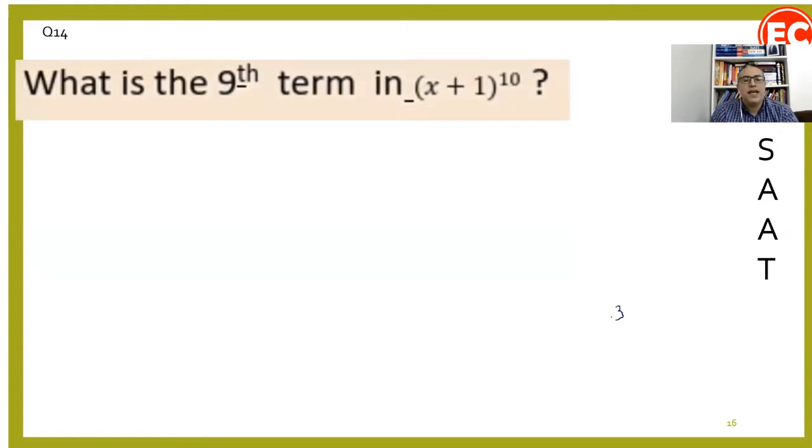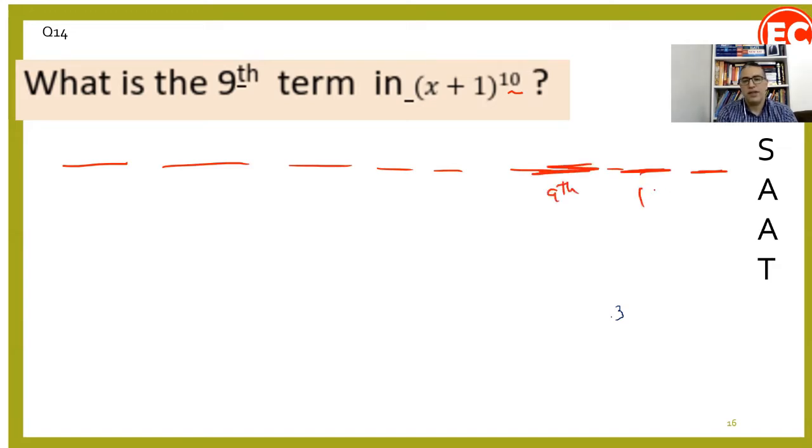Question 14, and it's a little bit difficult and easy question. He's asking about the 9th term of x plus 1 all to the power of 10. And I know in the binomial expansion that the power of 10 will give me 11 terms. 11 what? Terms. So here is the 9th term, 10th term, 11th term. Notice that I didn't show you the choices because I want you to think with me first. The last term is taking 1 to the power of 10, and 1 to the power of 9, and 1 to the power of 8, and it doesn't matter because it's 1, the second term.